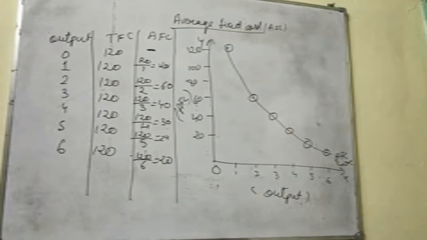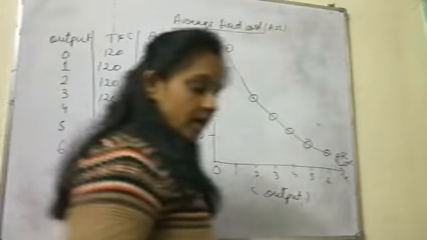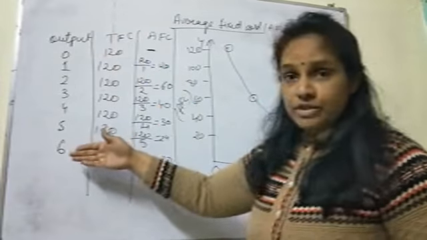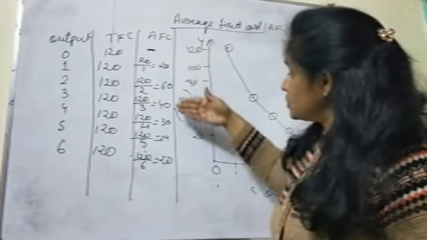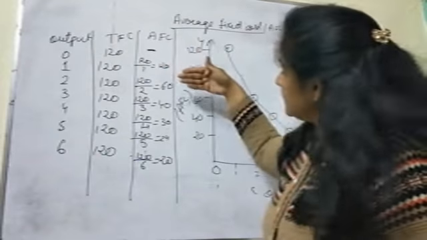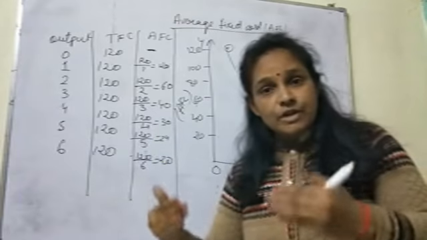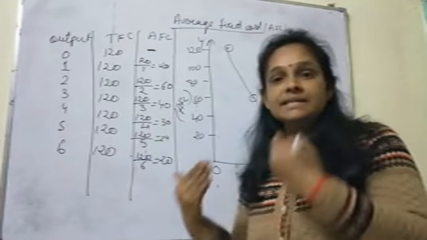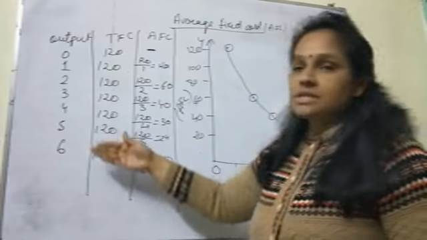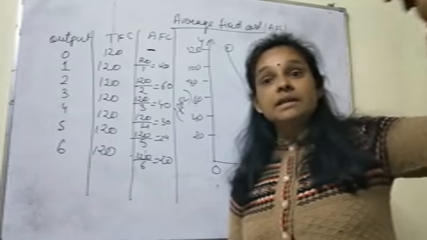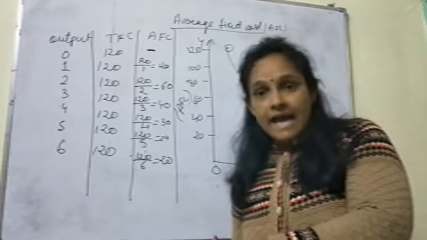Now, we'll write down the explanation. In the explanation, you can very clearly see that as the level of output is increasing, the average fixed cost is decreasing: 120, then 60, then 40, then 30, then 24, then 20. Average fixed cost is continuously decreasing as there is an increase in the level of output. And since there is an inverse relationship, increase in the level of output, decrease in the average fixed cost.